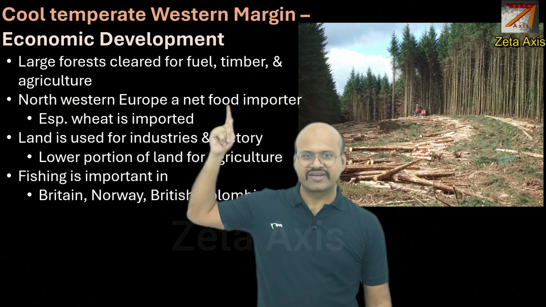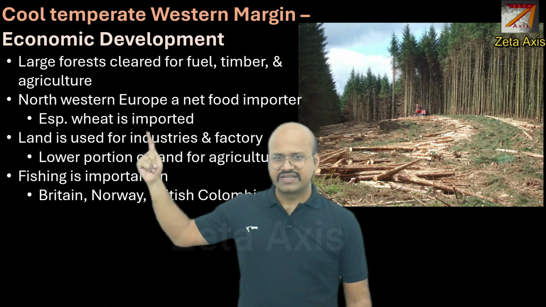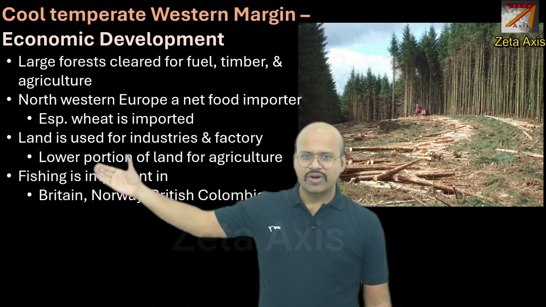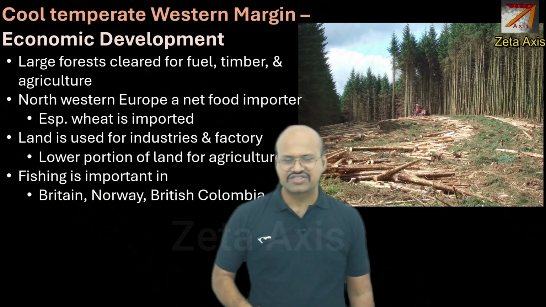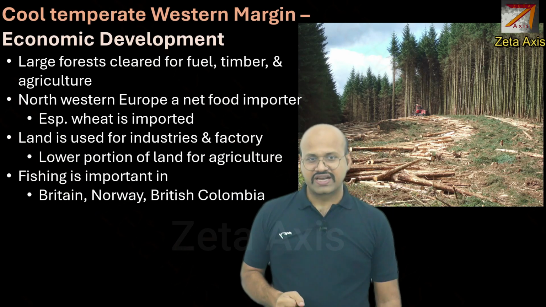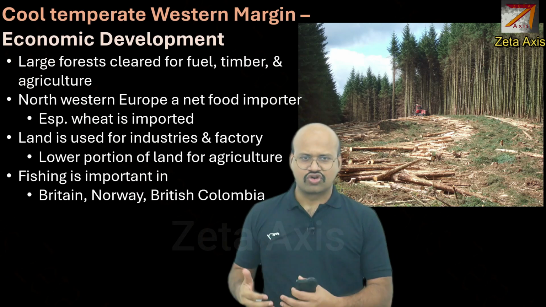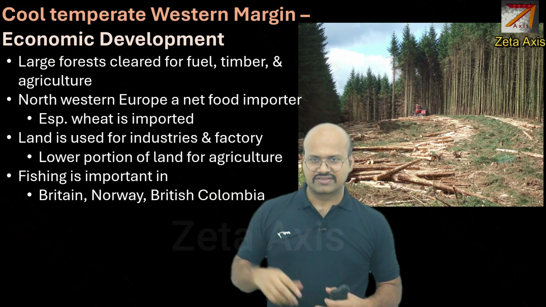Northwestern Europe is a net food importer, especially wheat is imported over here. The reason is land is used for industries and factories. So the lower portion of the land is used for agriculture. Because of the industrialization of this region, most of the land has been converted for factories and other economic activities. Therefore, a very small amount of land is available for agriculture.